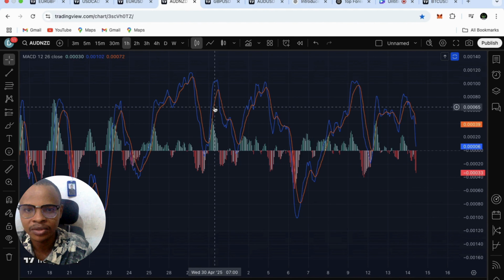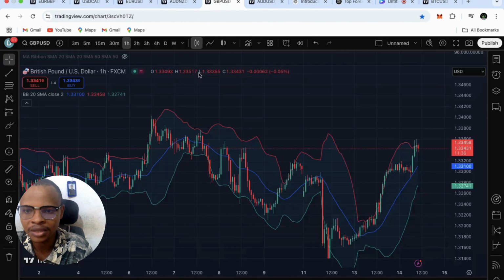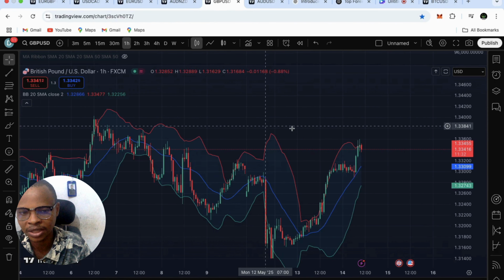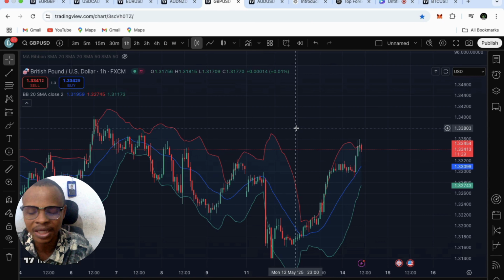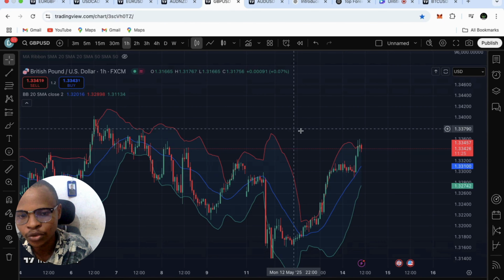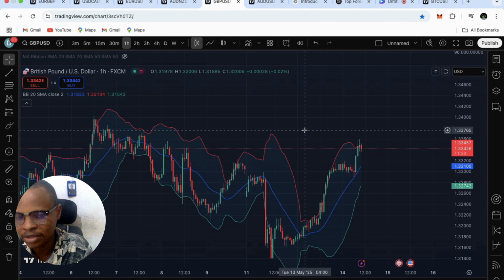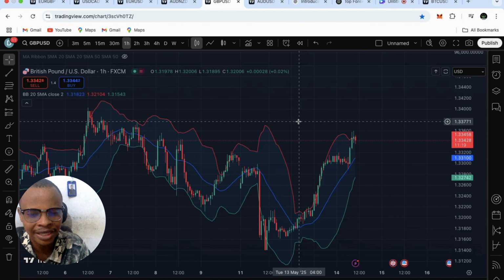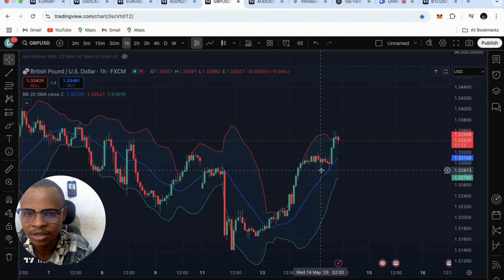Next on our list we have the Bollinger Band. I don't know if this is one of the most popular indicators you can ever hear. The Bollinger Band is more like a ribbon, a ribbon that is used to determine the volatility of the market. If you realize, all these things basically do similar but not the same thing. And this is the Bollinger Band here.